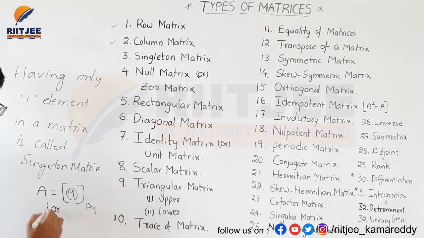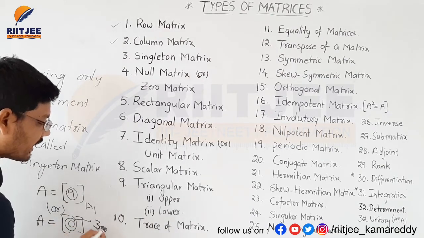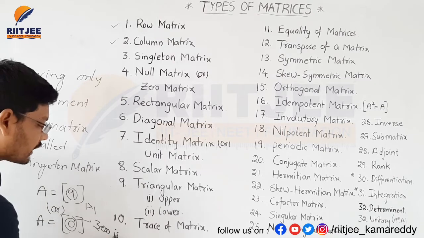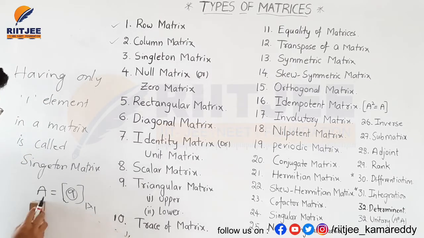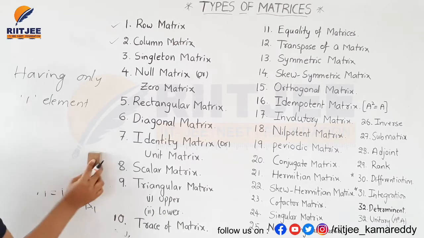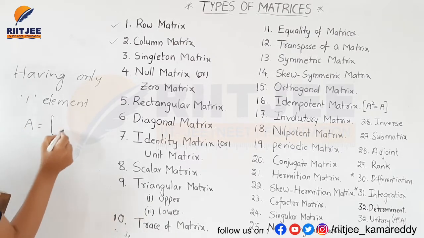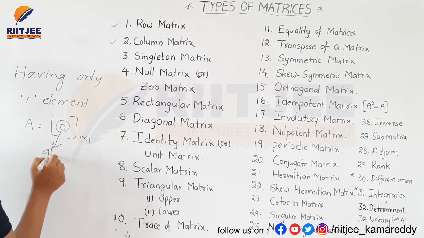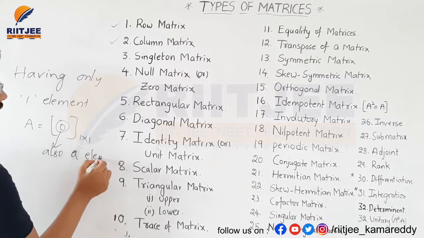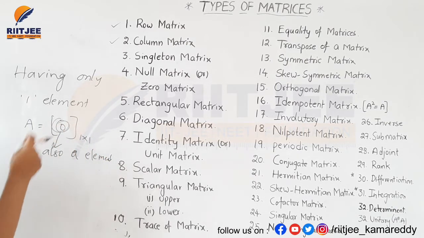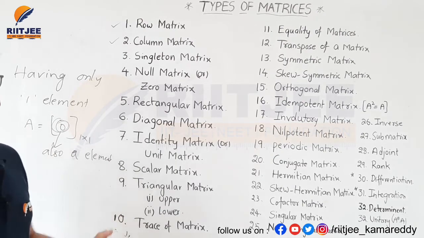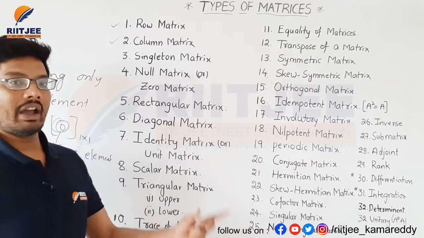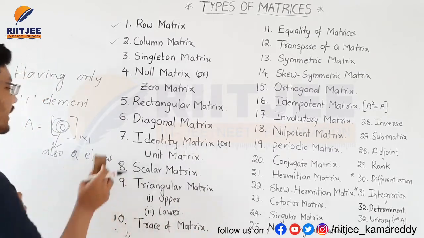And one more example of a singleton matrix, A is equal to 0. 0 is also one of the elements here. A is equal to 0, order of 1 by 1. 0 is also an element. So it is a singleton matrix. A singleton matrix is nothing but having only one row and one column. Having only one element in a matrix is called a singleton matrix.